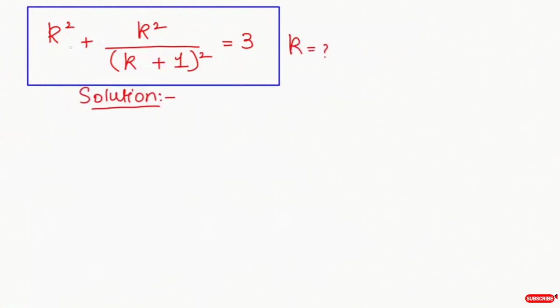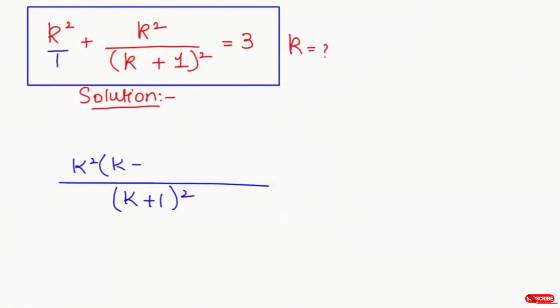In the first step I am going to take the LCM. Here we will get the LCM as k plus 1 whole to the power of 2. Here this one gives the same value. So k square times k plus 1 whole to the power of 2, plus, and this will be cancelled out, k square is remaining, is equal to 3.